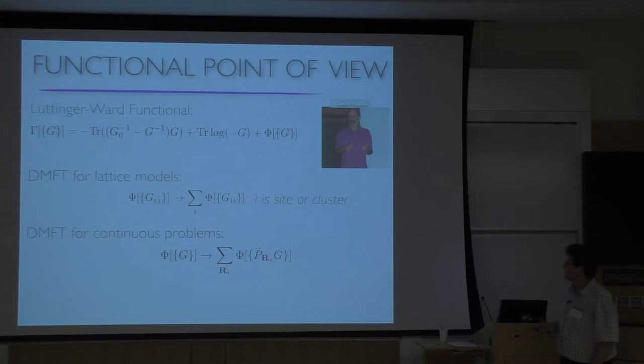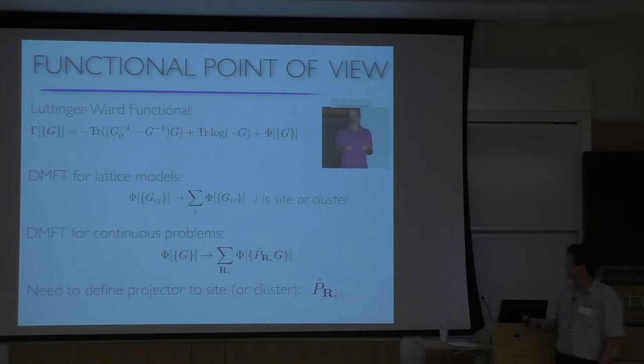Now, in order to do the same thing, we'll discuss the phi functional later on. But in this case, we know exactly what the phi functional is. Now, for continuous problems, we need to do a similar thing. Namely, we need to define something that we call a projector. Why? We need to take the full Green's function, project this Green's function to a given site Ri, and then write the functional as a functional of this projected Green's function. So the important point is to define the projector. Once you define the projector, DMFT is defined.